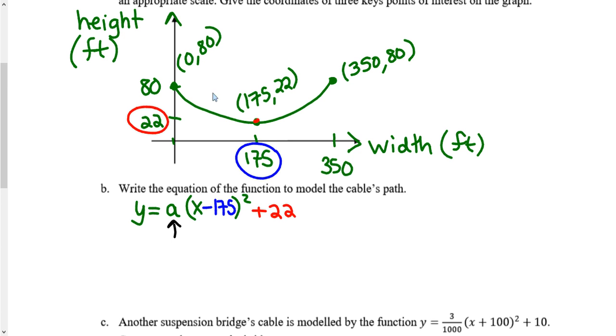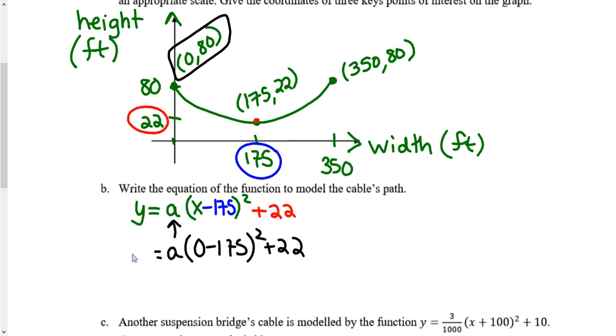The easiest point for me to look at is this one that when x is 0, y is 80. If I plug in 0 for my x, okay, I'm going to leave my a there. Then I'll plug in 80 for my y, because I'm putting in the point 0, 80. Now I have an equation with only one letter left in it, the a. So I can simplify this and figure out what a is.